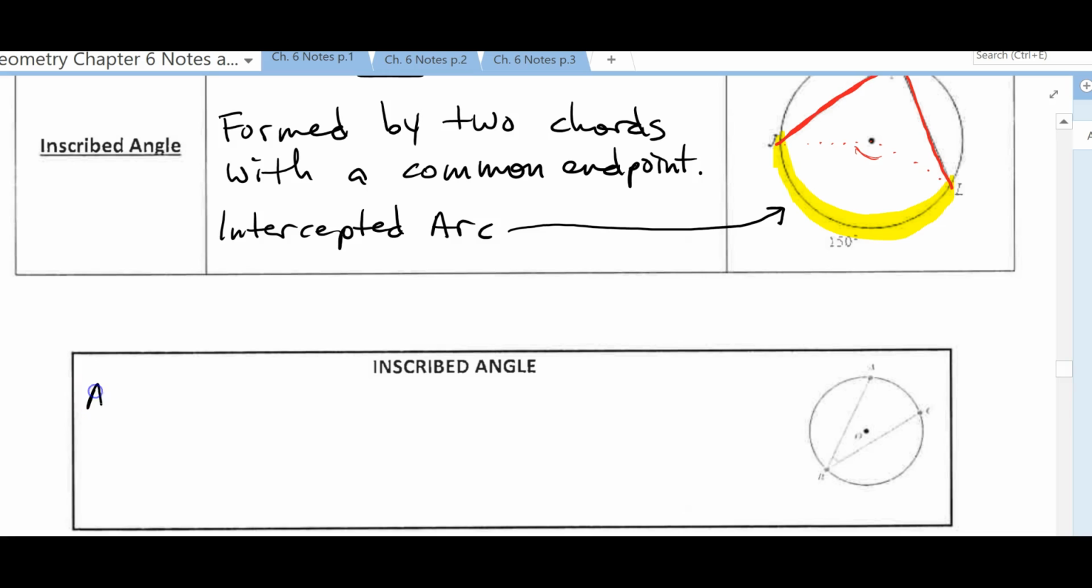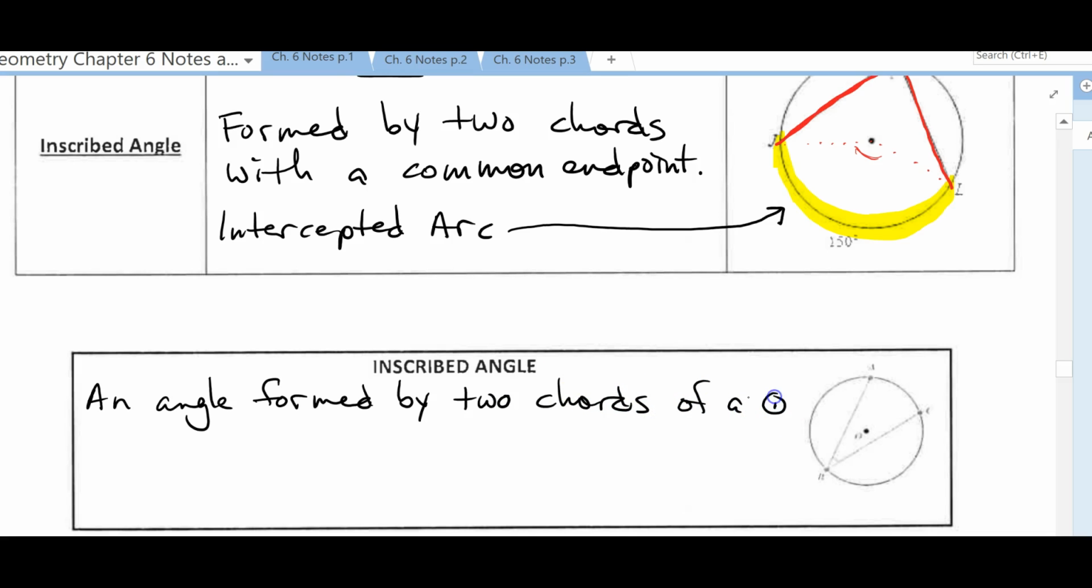Inscribed angle is an angle formed by two chords of a circle with a common endpoint.